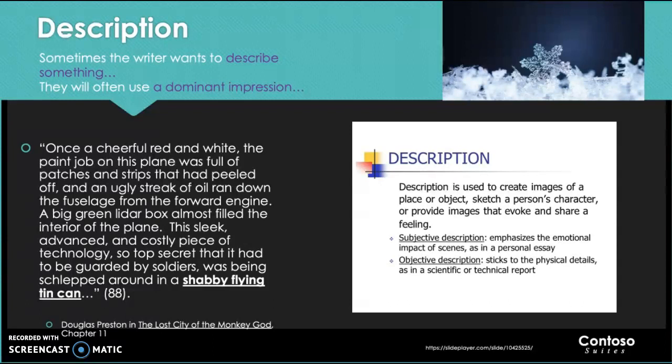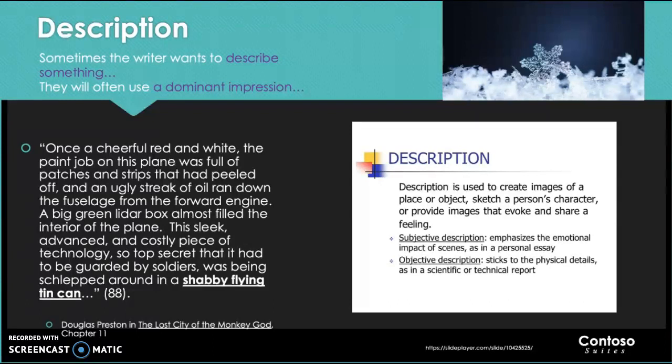So, the dominant impression is that one thing that is the strongest impression that the author wants you to take away from it as an audience member. Okay, so this is from Preston again.